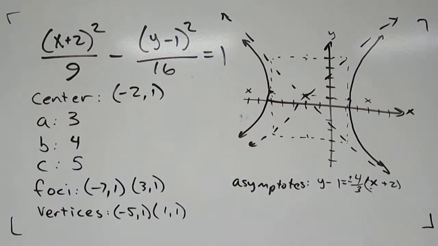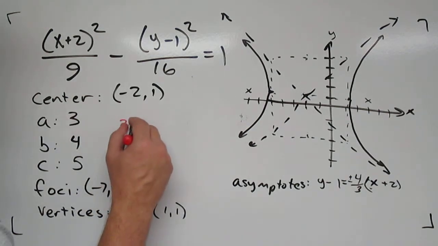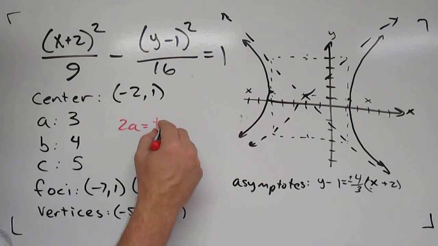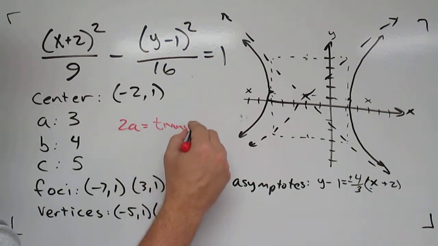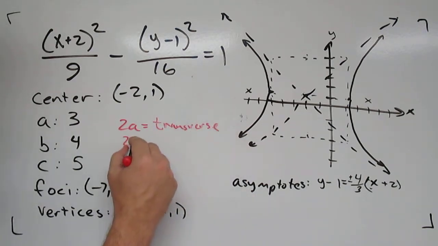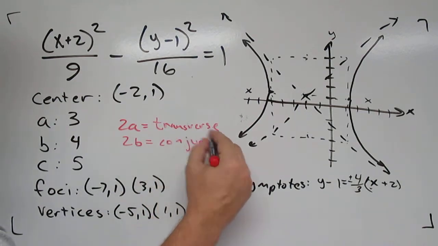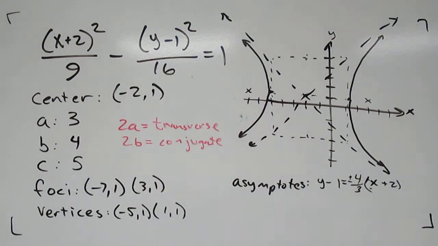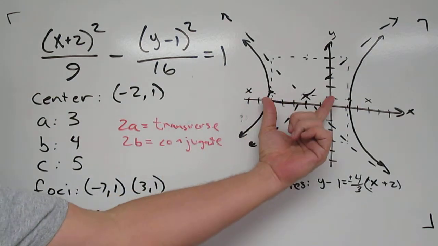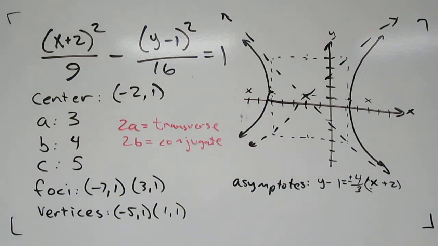So again, I have some things that we've talked about: 2a is what's called the transverse axis, and 2b is called the conjugate axis. So very similar to major and minor, but transverse in this case is smaller than the conjugate. But that's everything that you need to see from that example.